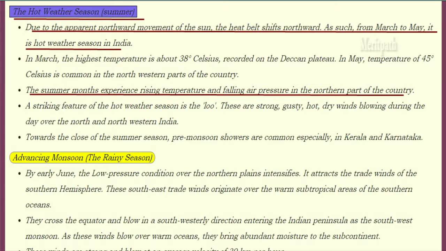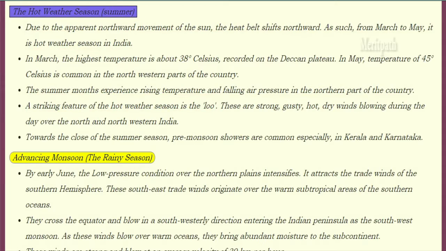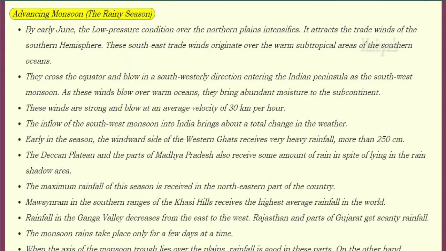Summer months experience rising temperature and falling air pressure in the northern part of the country. A striking feature of the hot weather season is the strong, gusty, hot, dry winds blowing during the day over north and northwestern India. Towards the close of the summer season, pre-monsoon showers are common, especially in Kerala and Karnataka.